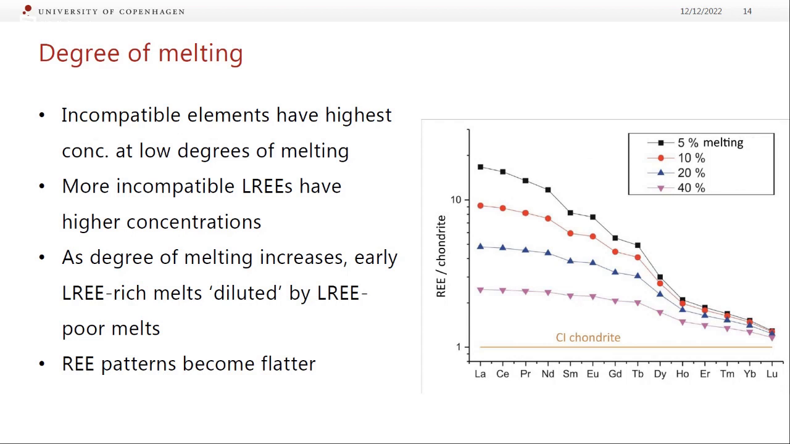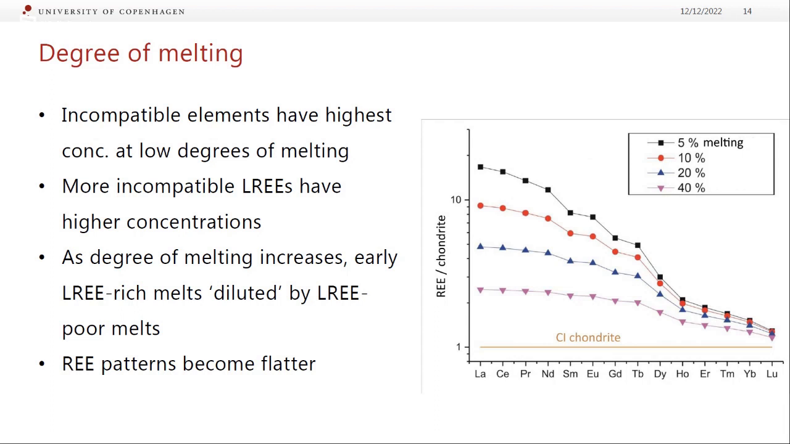So we'll start by talking about degree of melting. We said before that incompatible elements have the highest concentration at the lowest degrees of melting. But the more incompatible they are, the higher that concentration becomes. So this is an example. Again, we've got a mantle composition that is this carbonaceous CI chondrite. At 5% melting, we've got a very, very high concentration of lanthanum. And we have a concentration of lutetium, the heaviest rare earth, that is still higher than the mantle that we started with, but it's not as increased.